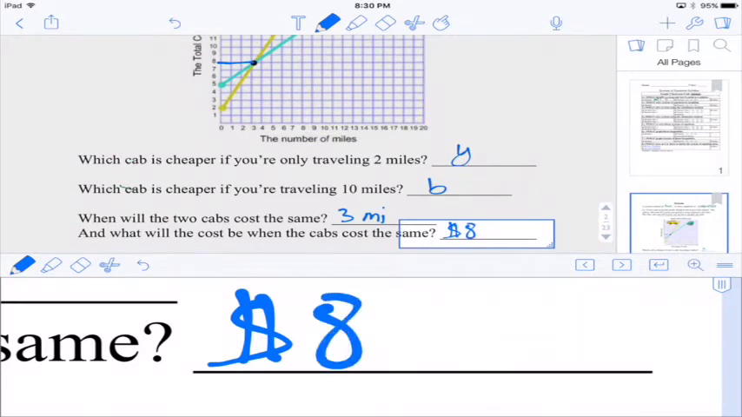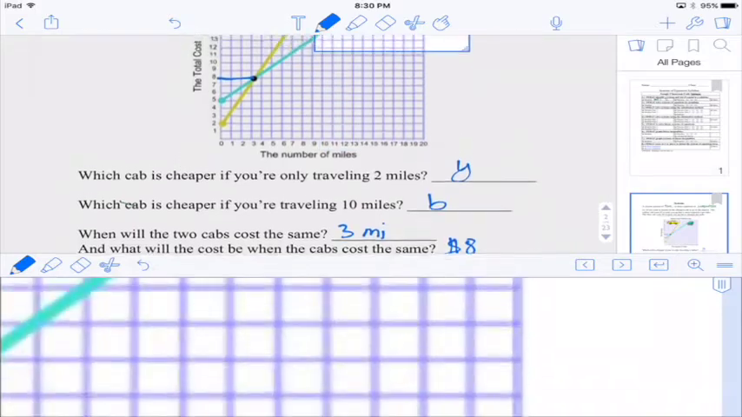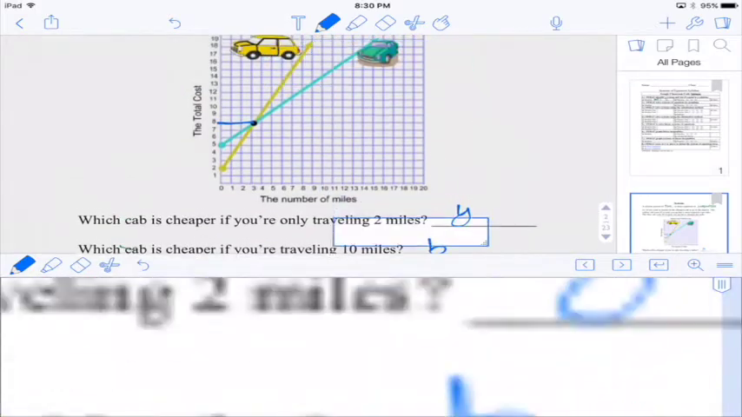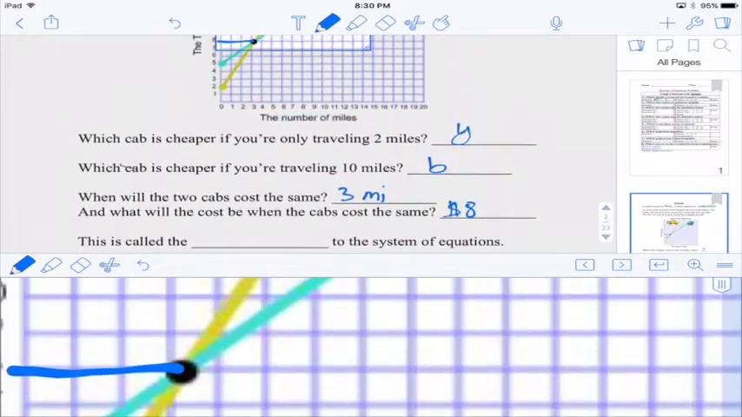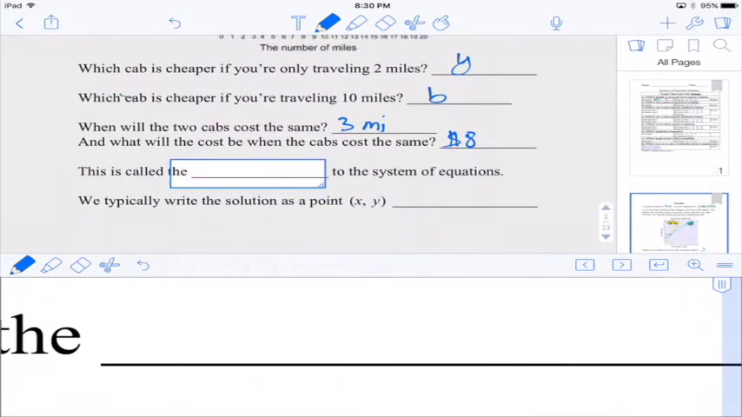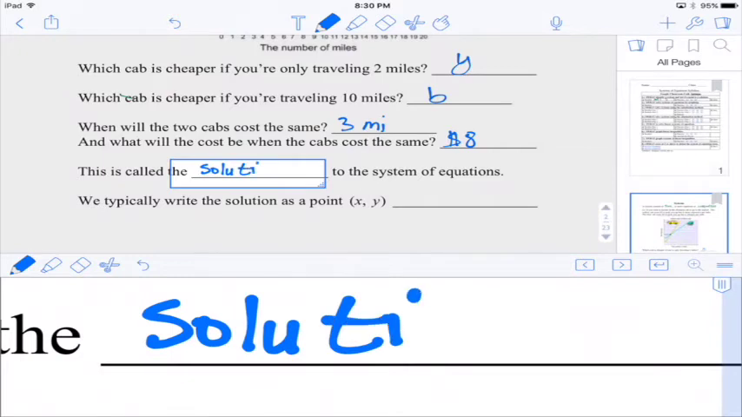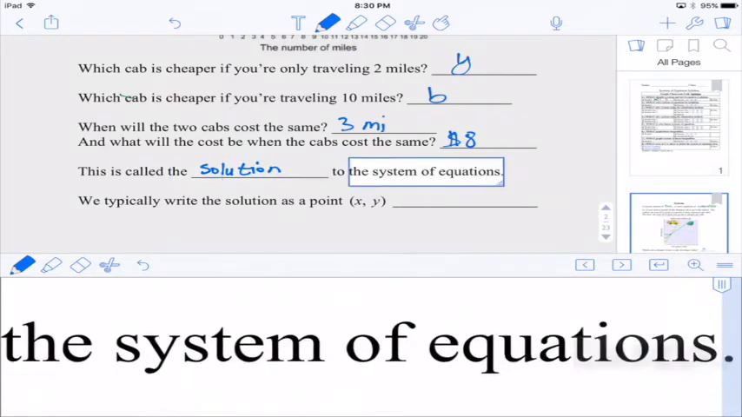So up until 3 miles, I would take this yellow cab, and then after that, if my trip's any longer, I would take a blue cab. This point is called the solution to the system. It's a solution to the system of equations.